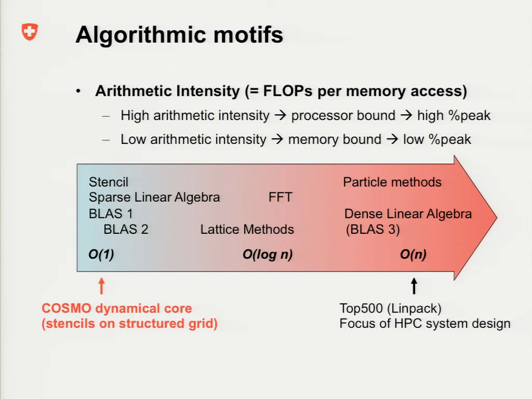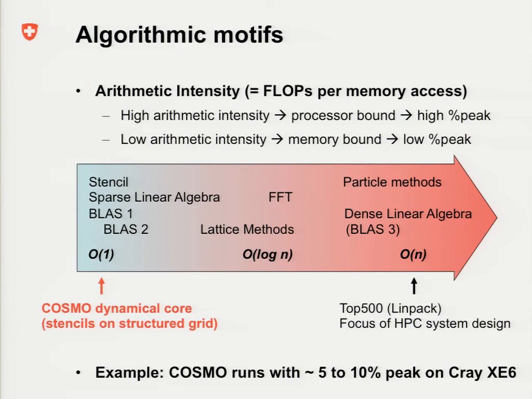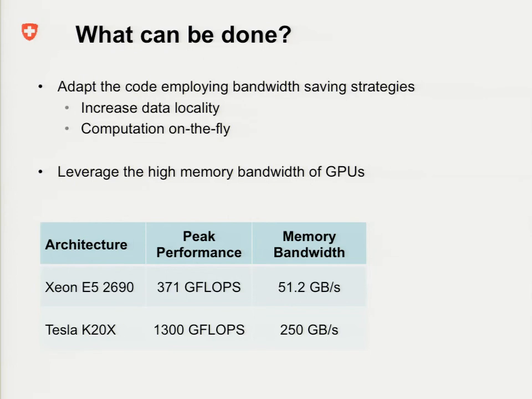And this is where we're sitting with COSMO, and this is probably where all stencil codes on structured grids, possibly also unstructured grids, are sitting. So typically COSMO runs with roughly 5 to 10% of peak on a Cray XC30, and we just can't get more out of it. This is already a refactored code which has been optimized to leverage the memory better. So what can you do?